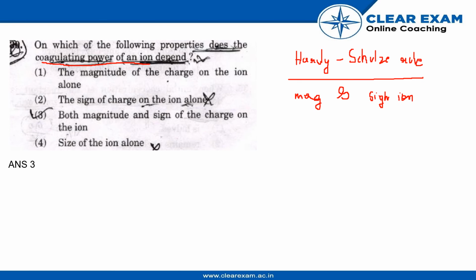So option C states that both magnitude and the sign of the charge on the ion. So option 3 will be the answer.